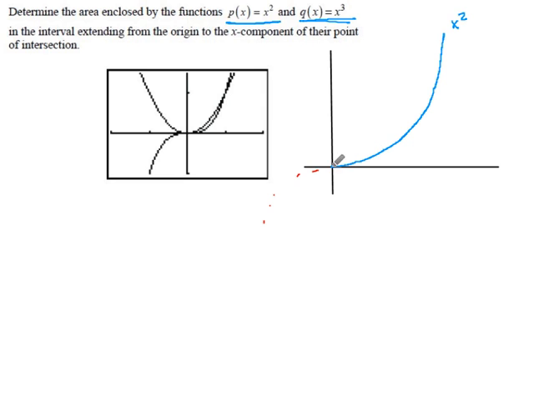Now, a cubic comes along like this. Kind of a superficially similar shape, but it turns out a cubic takes a little longer to get going. It's lower at first, but then it starts to grow faster and it eventually catches up with and passes x squared, like so.